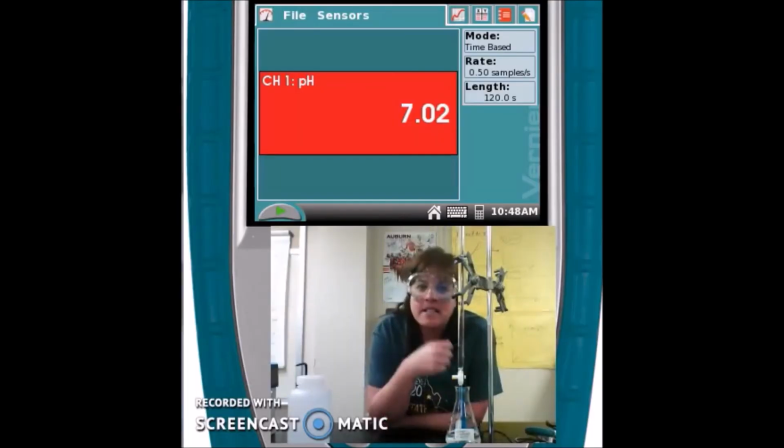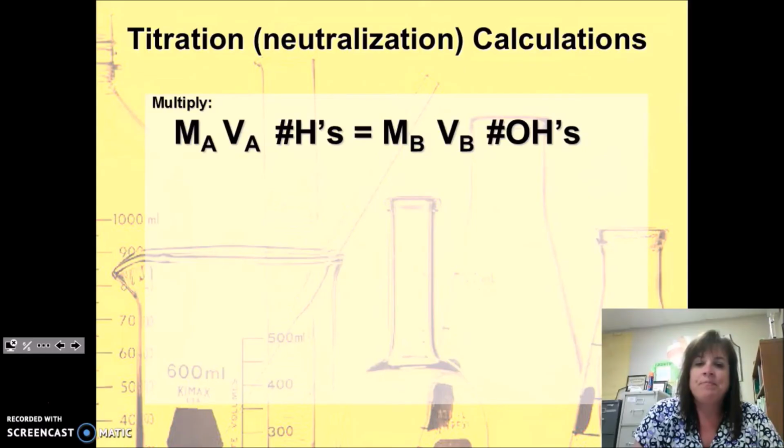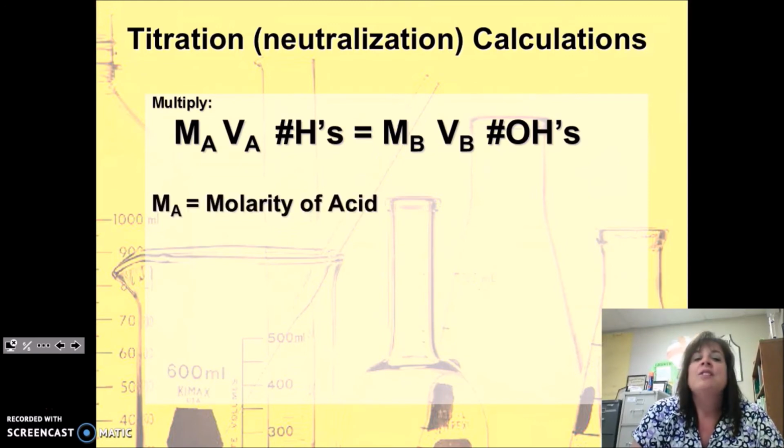So let's get back to the notes. How do I calculate this stuff now? How we calculate in a titration, this is actually called a neutralization calculation, is we use this equation, MAVA, number of H's, equals MBVB, number of OH's. So what the heck are these M's, V's, and H's? So MA is the molarity of the acid, or the concentration.